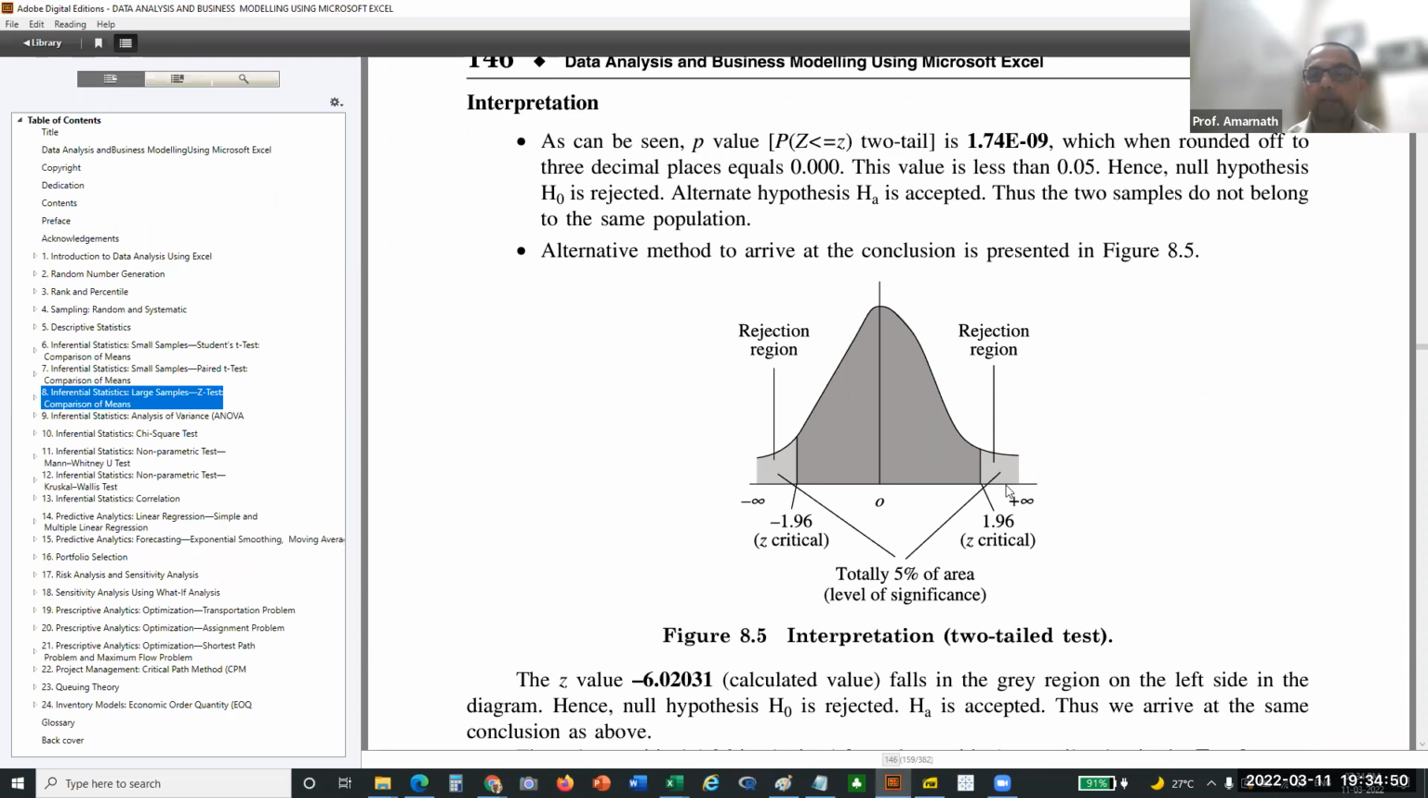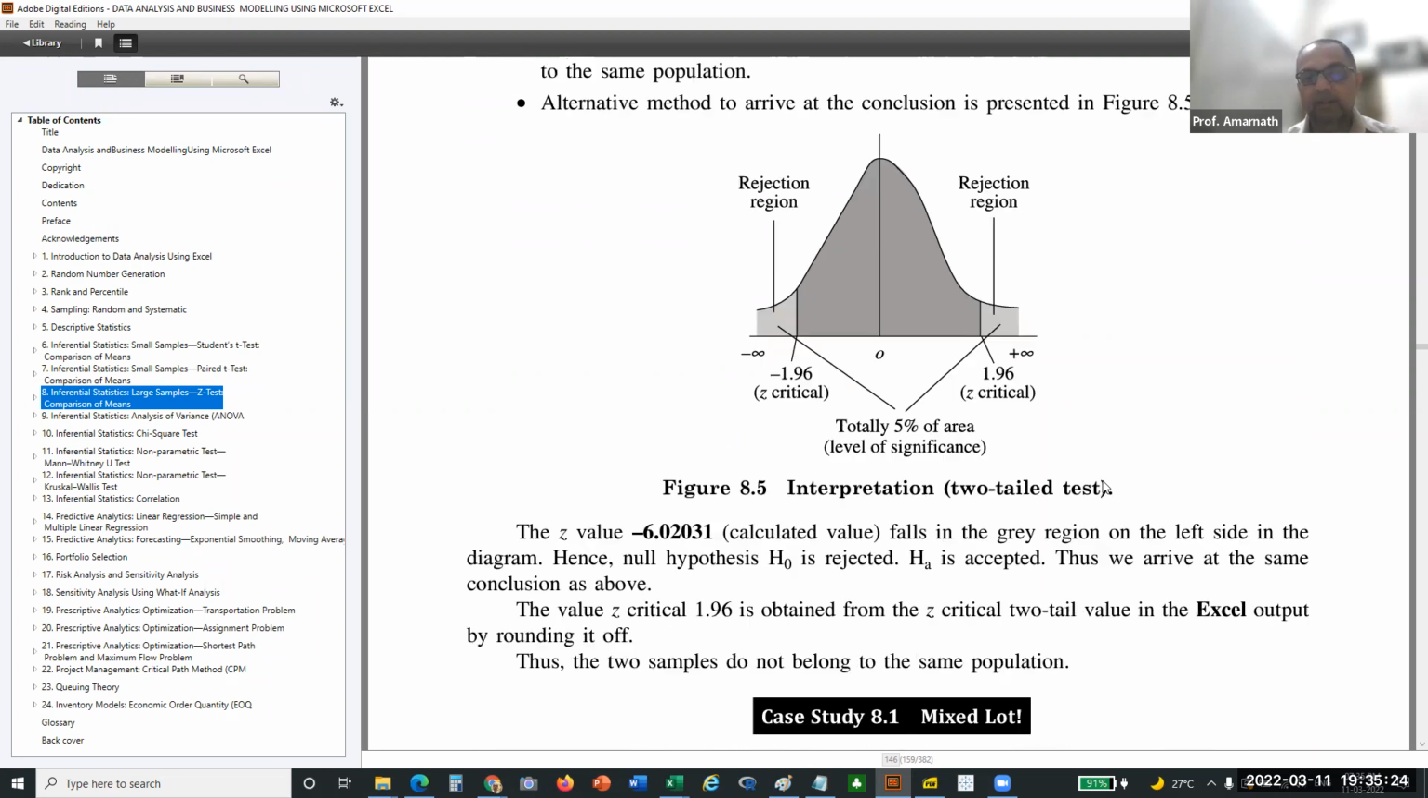Alternative method to arrive at a conclusion. So I have this normal distribution drawn here. The rejection region is the slightly shaded gray area, and this is known as the total 5% area level of significance. To the left of the screen is minus infinity, to the right of the graph is infinity, and the middle one is 0. So this is a normal curve. The normal distribution goes from minus infinity to plus infinity.